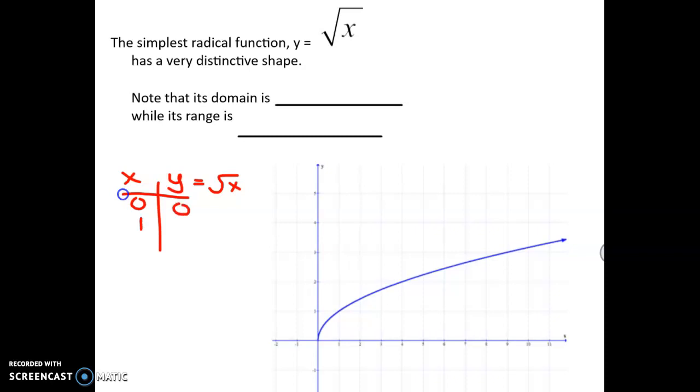Another nice number to root is 1. When I square root 1, I get 1. What's the next nice number that you could root? 4 is with 2, and then 9 is with 3. So let's look at this graph. It would start at (0, 0), then the point (1, 1), (4, 2), and (9, 3). Those would be the 4 basic points on your radical graph.